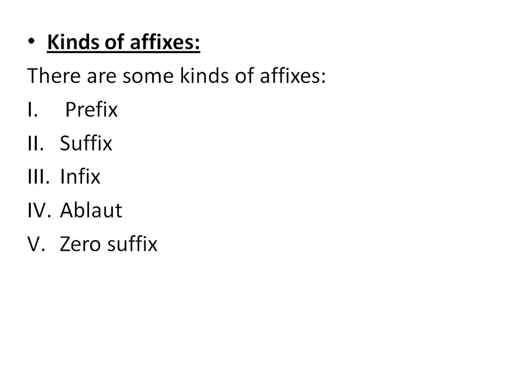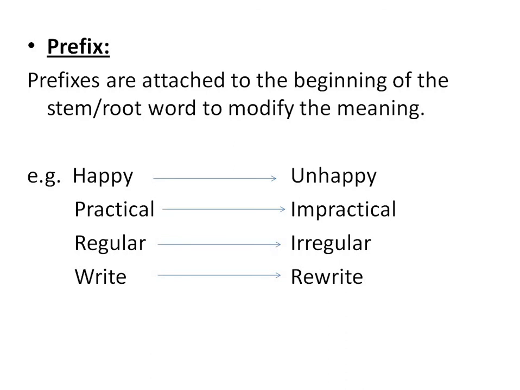So now moving on towards the first kind of affix, that is prefix. Prefixes are attached to the beginning of the stem or root word to modify the meaning. Those affixes which are attached at the beginning of the root morpheme or the root word, everything which is attached at the beginning, for the additional information, we termed those affixes as prefixes.